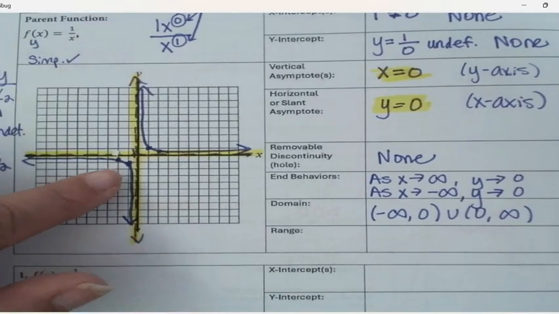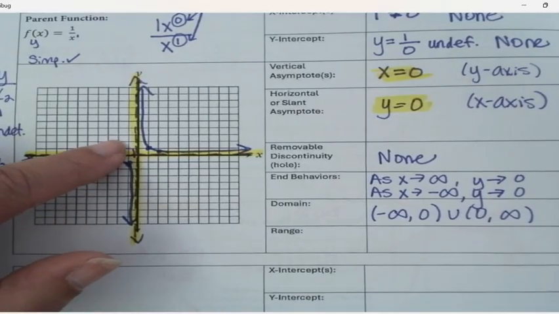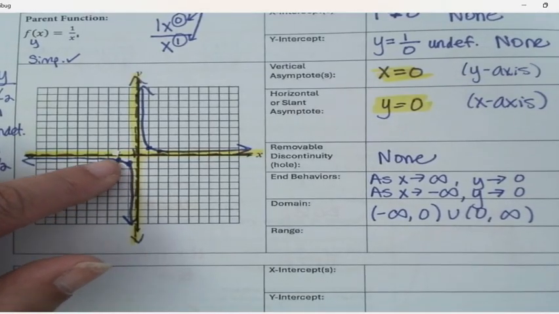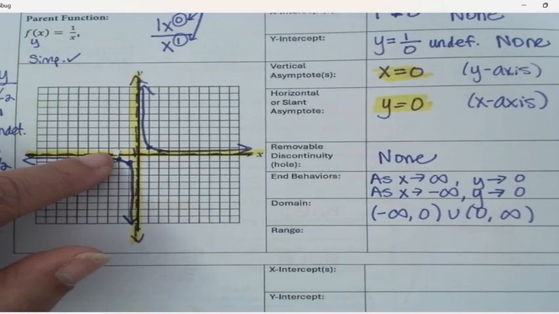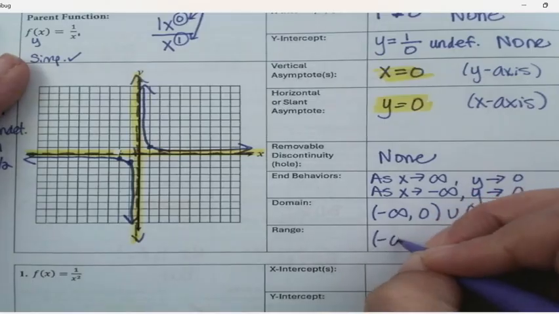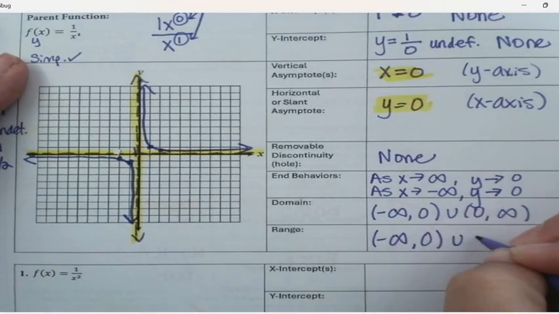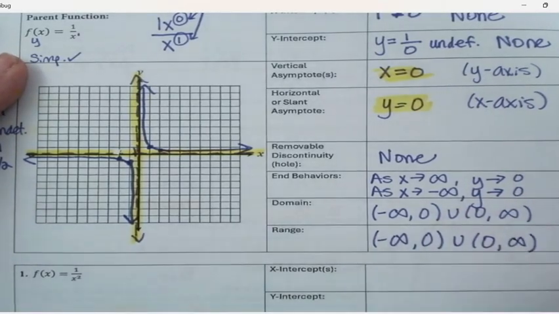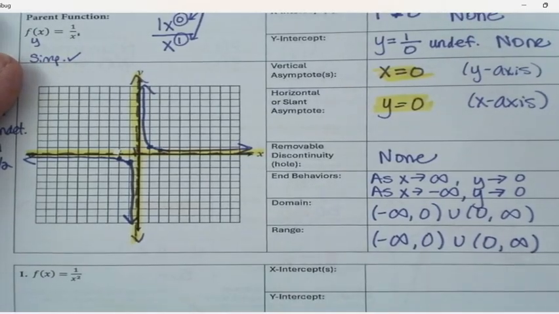What are the y values that exist? Everything but 0. That's right. We've got to jump over that horizontal asymptote. We got to exist right up to it, jump over it, and then exist right on the other side of it and go all the way up to positive infinity. So it's going to look exactly the same.